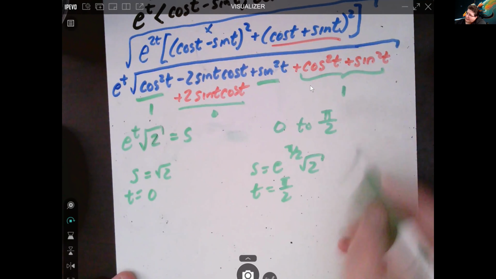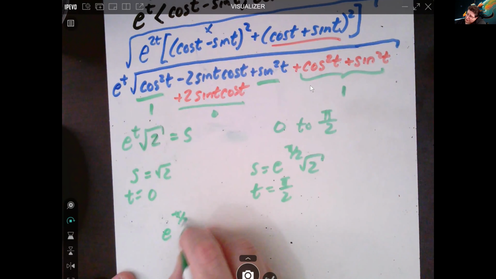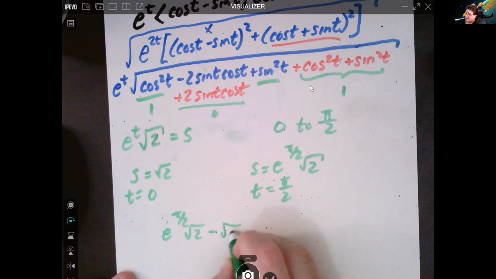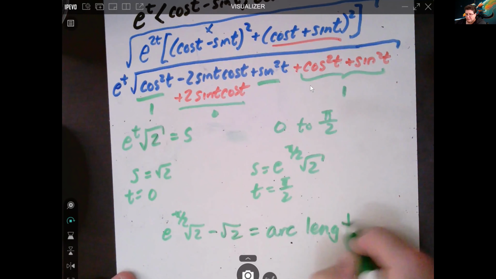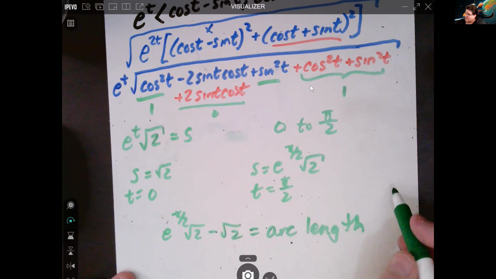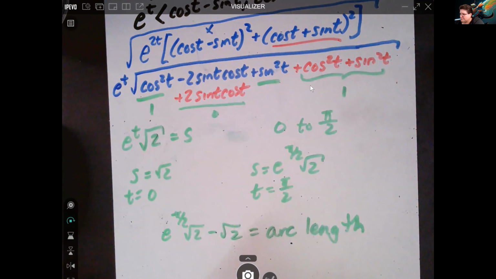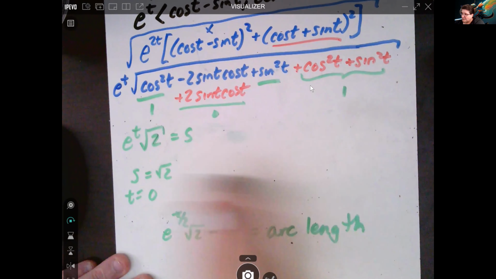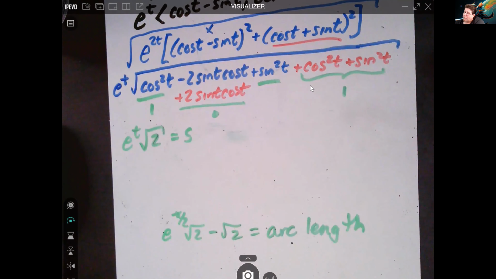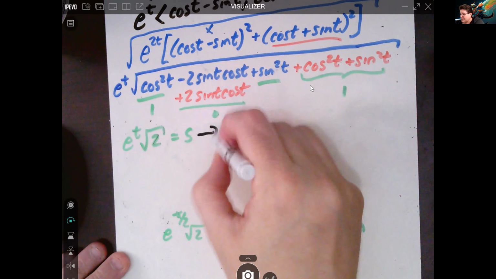So the difference here, what we got? E to the pi over 2 root 2 minus root 2. That's the arc length. Now that part's a little bit easy, figuring out the arc length. Let's take a look at how we put this into a parameterization. I'll leave that down there. We want this in terms of t.